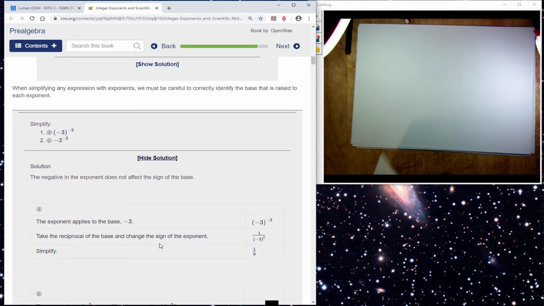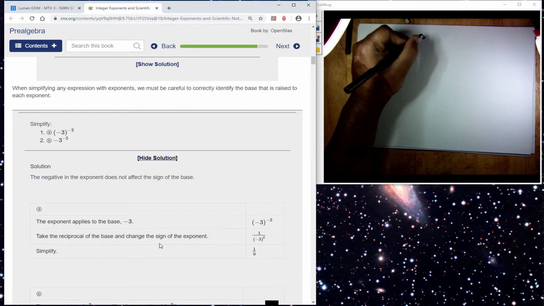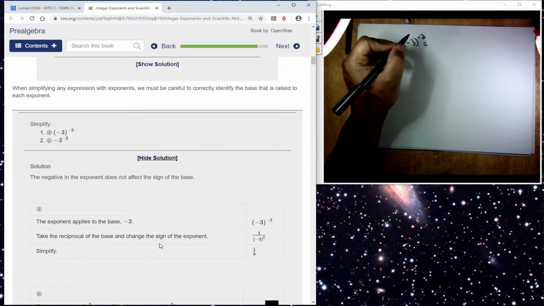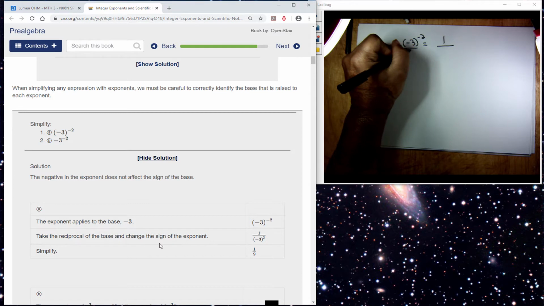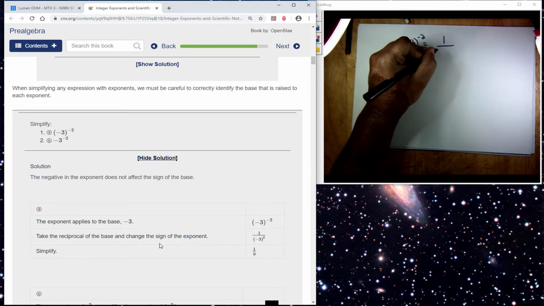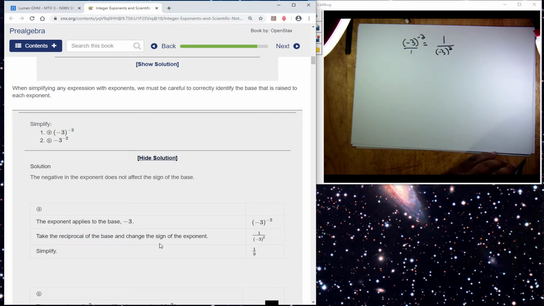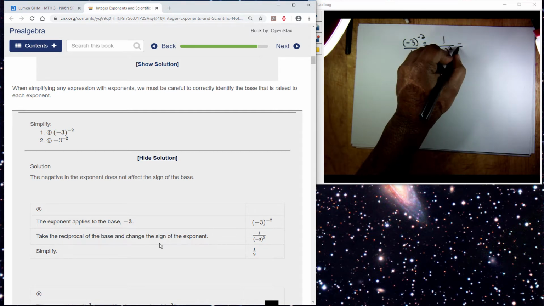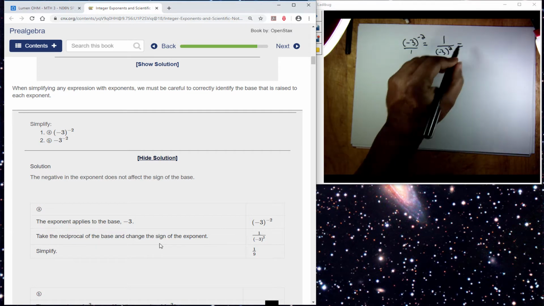So for this one here, what we have essentially is negative 3 raised to the negative 2 power. We can rewrite that with a positive exponent. That belongs down there, so I'll take it down. So it's like this now. Then I simplify it. 1 over negative 3 squared is going to be 1 over 9.